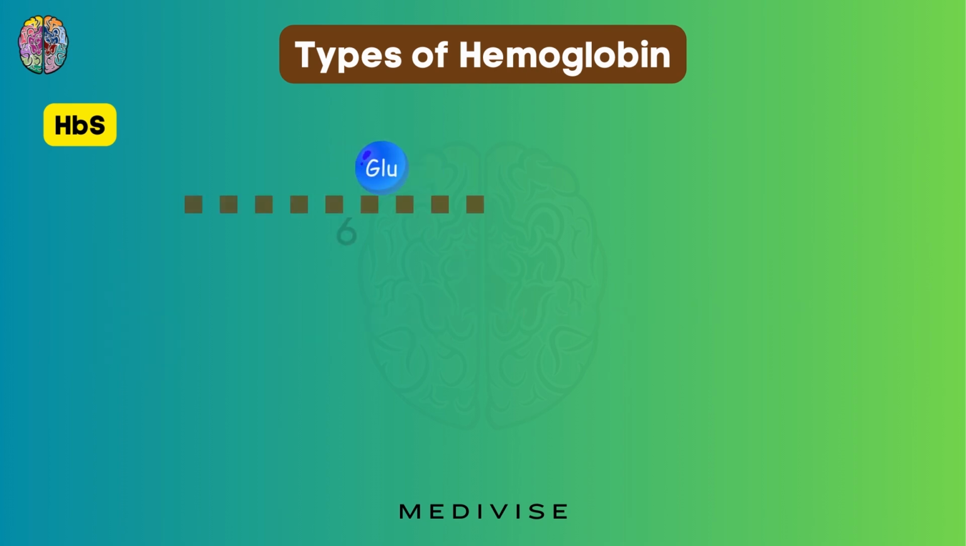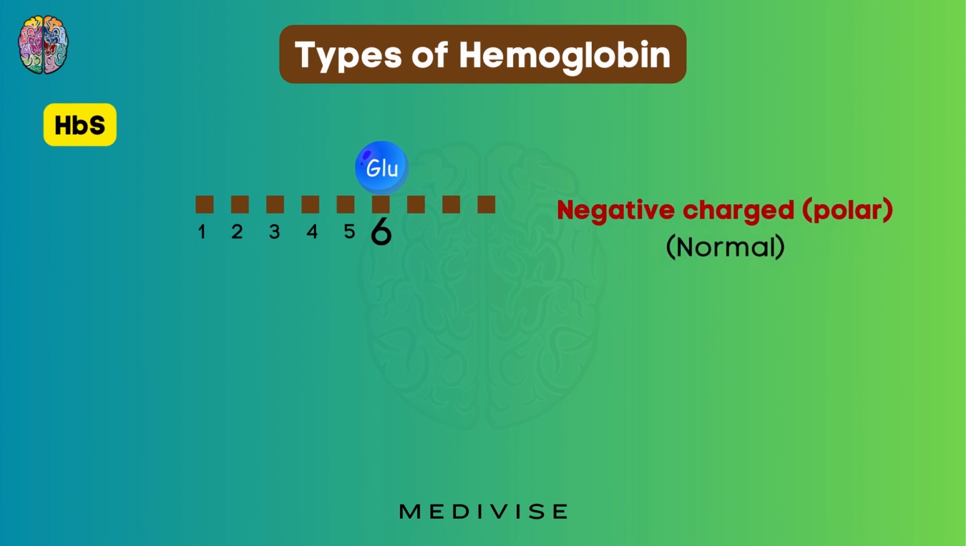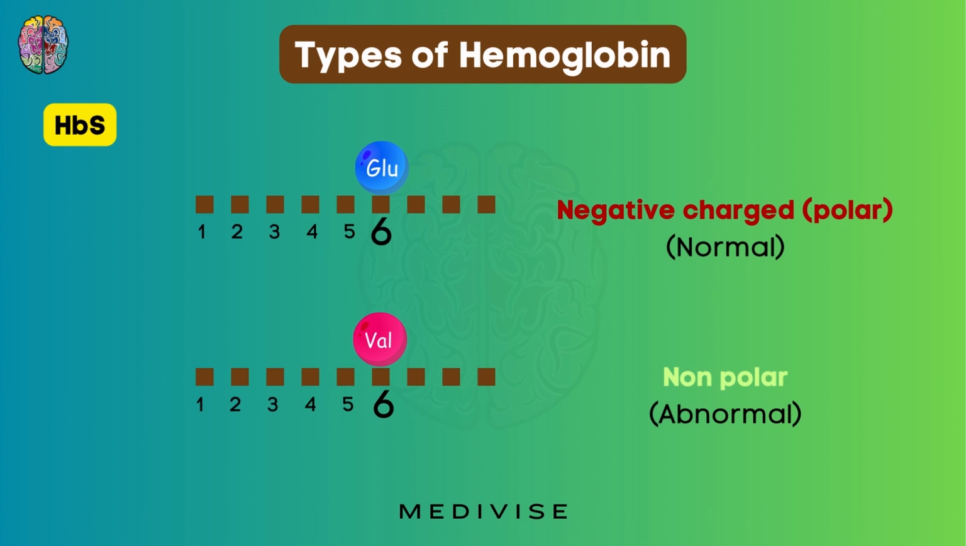So here you can see that normally on the 6th position we have glutamate, and this is negatively charged or polar. Very important to remember because this will be important in the electrophoresis part which is just coming up. And then when it is replaced by valine, this is no longer negatively charged, it is non-polar, so it has no charge. This is abnormal.